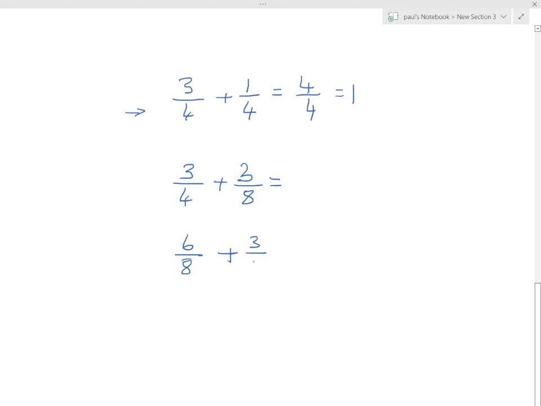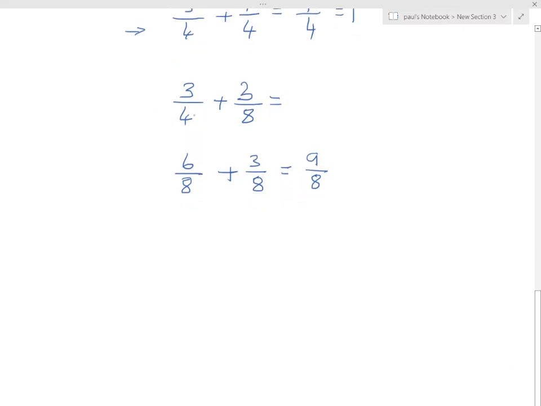Now we go plus 3/8. So now we can just add the two together. So 6 and 3 are 9, and the denominator stays 8, so 9/8. So 6/8 and 3/8 equals 9/8. Right, so that's one little trick, to double or treble one number to make it match the other.